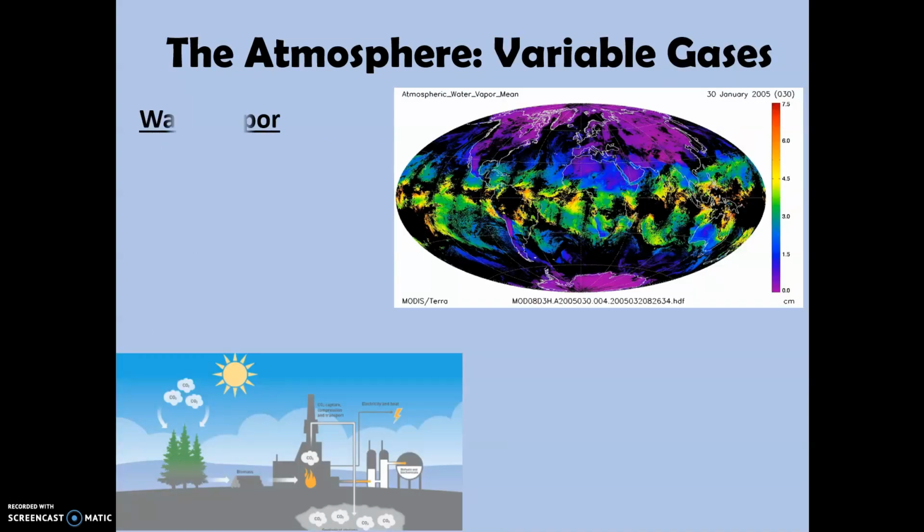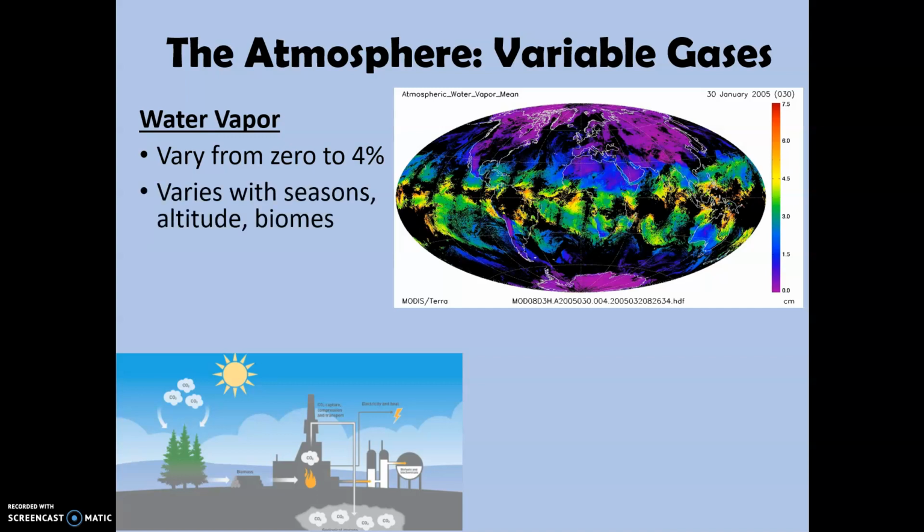To focus in on the variable gases, just water vapor, it can vary anywhere between 0 up to 4%. Now, it varies because of all sorts of different characteristics, ranging from what season it is. Even within each season, sometimes in the summer and sometimes in the winter, it can be more humid or less humid. It also has to do a little bit with altitude. Biomes is an interesting one.